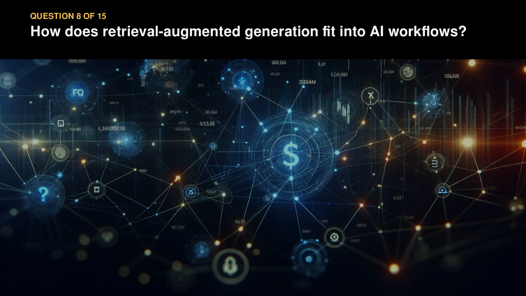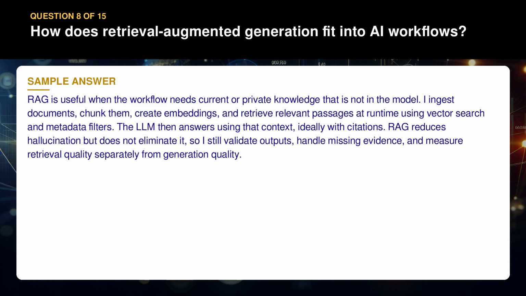Question 8. How does retrieval-augmented generation fit into AI workflows? RAG is useful when the workflow needs current or private knowledge that is not in the model. I ingest documents, chunk them, create embeddings, and retrieve relevant passages at runtime using vector search and metadata filters.